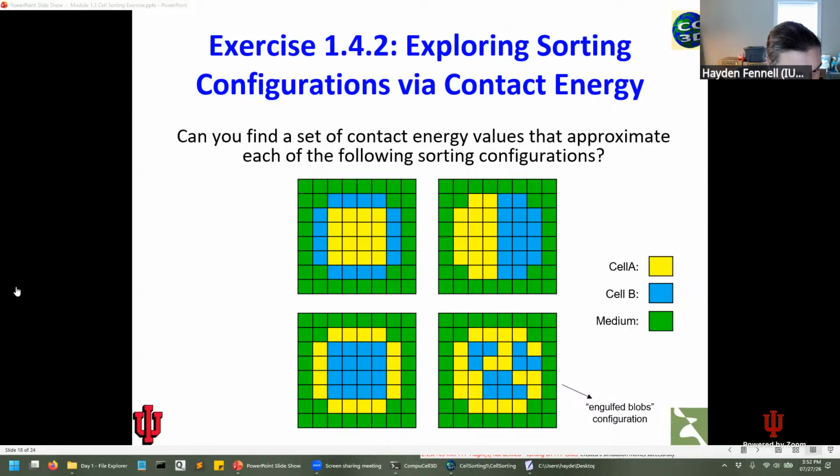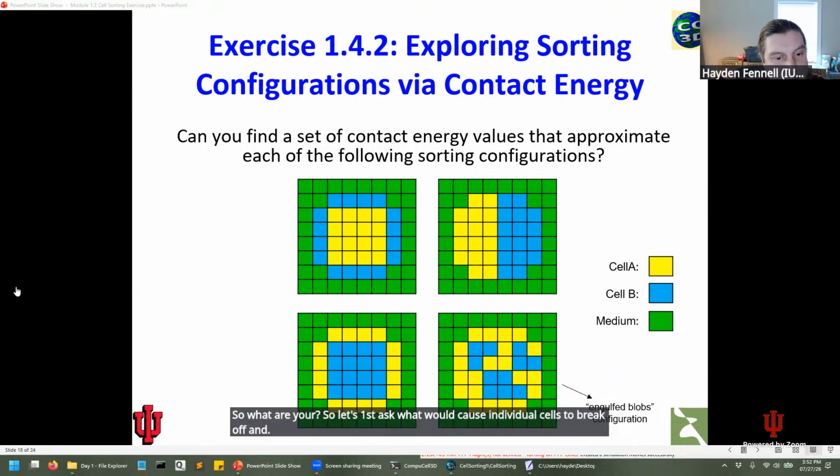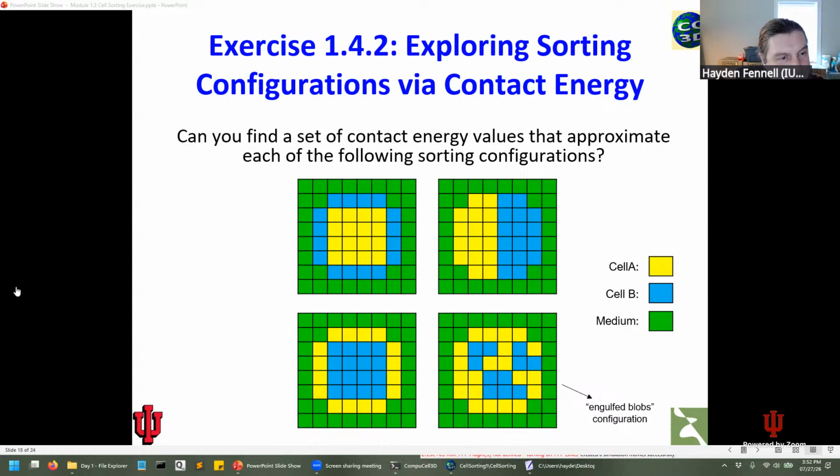And Barga's blobs are flying away. So let's first ask what would cause individual cells to break off and fly away like that. High contact energy, but high contact energy with what?